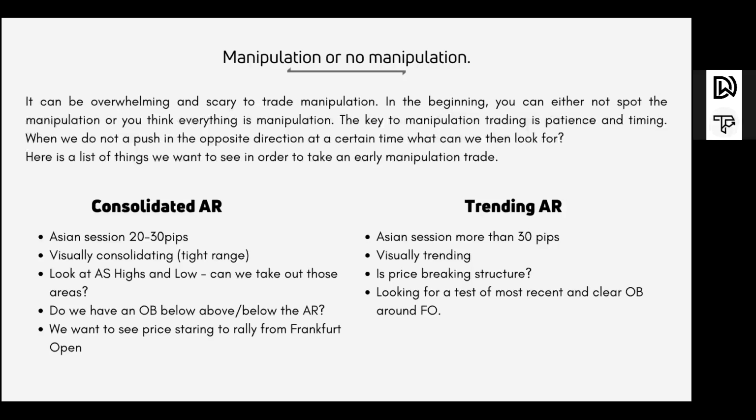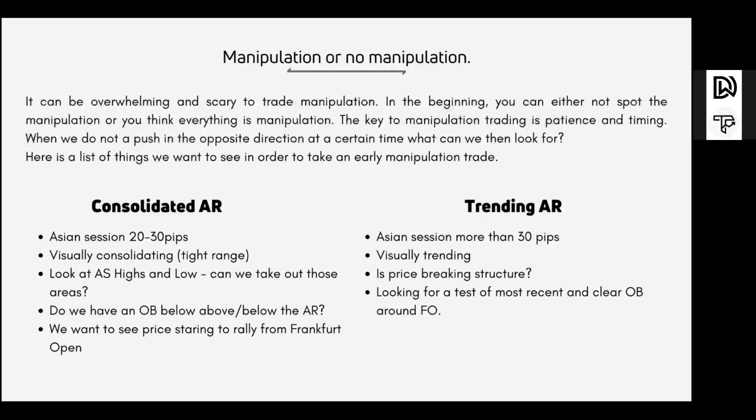Do we have an order block above or below the Asian range? That's important because that is our strike zone. That is where we would be framing our trades from. So we want to see price starting to rally from Frankfurt Open. At around Frankfurt Open, in and around that area, we want to see price start to rally in the opposite direction of where we anticipate price to go for the day.